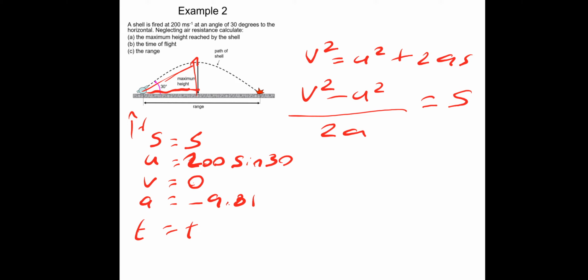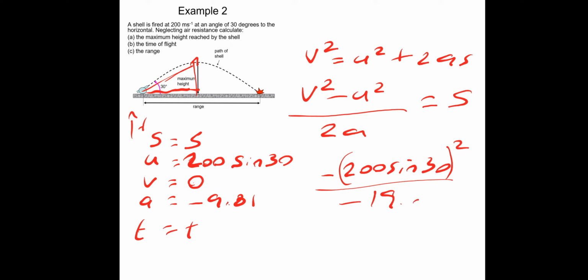So we've got minus 200 sine 30 squared, divided by minus 19.62, which is 2 lots of the acceleration. If you put that in your calculator, you'll get s, which is 510 meters.